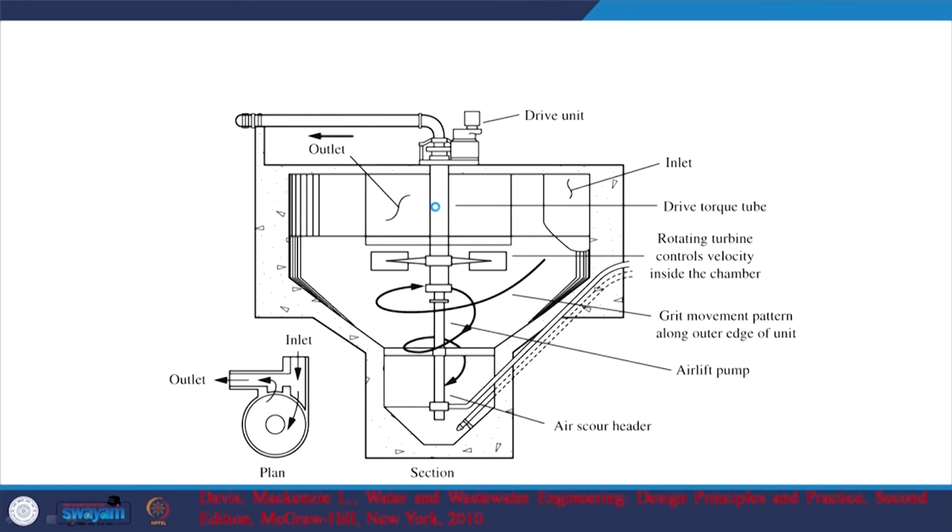Again, what do we see out here? Water is fed tangentially, and you have these rotating turbines that create this spiral flow, and then a grit movement pattern along the outer edge of the unit. So, grit will be collected and then it can be removed in this way, and then the outlet is out here, and the outlet chamber typically is going to be almost twice the area of the inlet. Why is that? Because you want to have low velocities at the outlet such that the grit is not carried through. So, that is something to keep in mind.